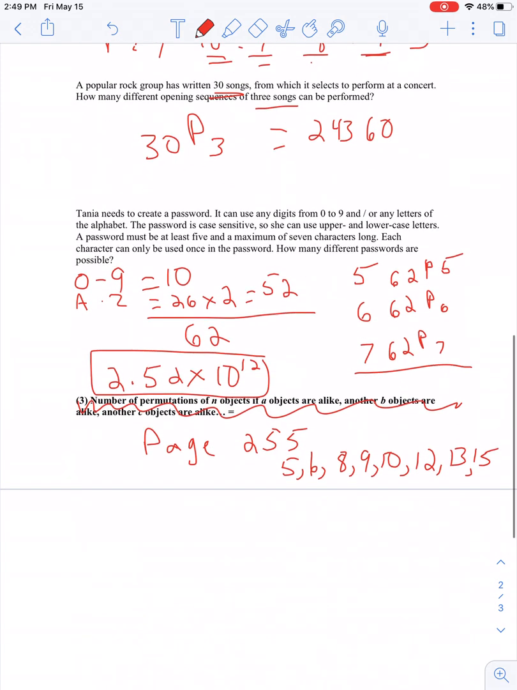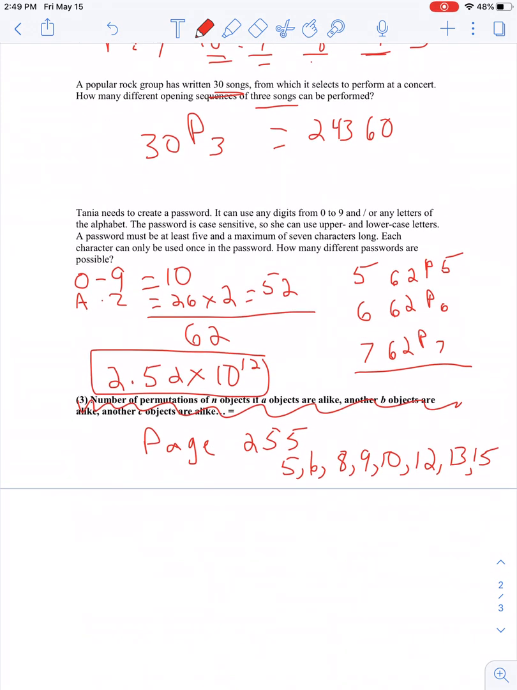For the next example, a popular rock group has written 30 songs from which it selects to perform at a concert. How many different opening sequences of 3 songs can they perform? 30p3, 24,360. Okay, now let's go through this one here.